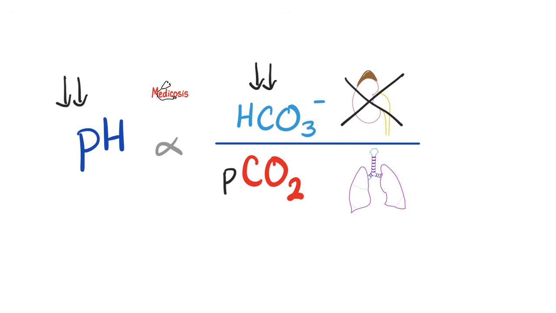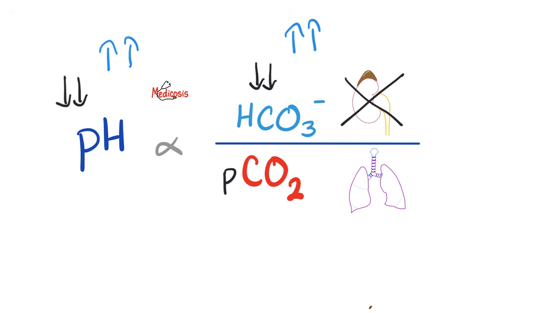Got it. Conversely, let's suppose that I have a problem. For some reason, my bicarbonate keeps going up. What's going to happen to the pH? It will keep going up. What would you call this? Metabolic alkalosis. Next, let's tamper with carbon dioxide.